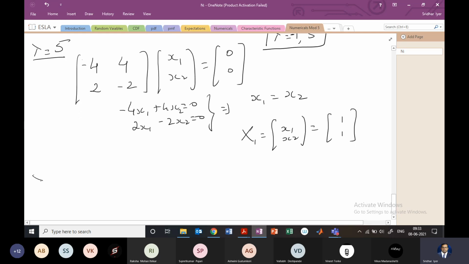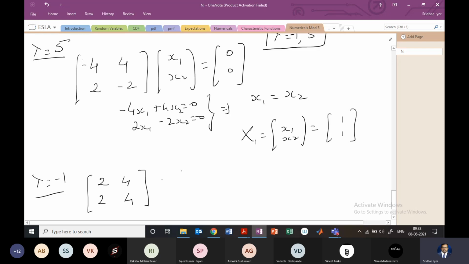Next, let's take lambda equal to minus 1. In this case, the matrix which is given is 1 minus lambda, 4 and 2. So let me write 4 and 2 as it is. So 1 minus lambda, we'll get 1 plus 1, which is 2. And the other is 3 minus lambda, so you get 3 plus 1, which is 4.